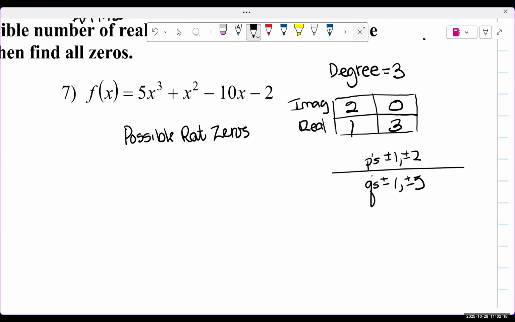So let's look at the possible rational zeros. We take the factors of the last term, the constant term, which is just 1 and 2. And then we take the factors of the leading term, the one with the variable with the highest degree, and that's just 1 and 5. And then we make fractions. 1 over 1, 1 over 5, 2 over 1, 2 over 5. So now let's list the possible rational zeros, which are all of those fractions.